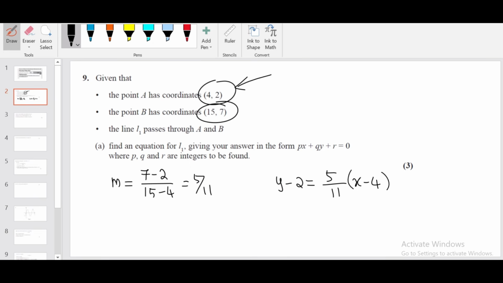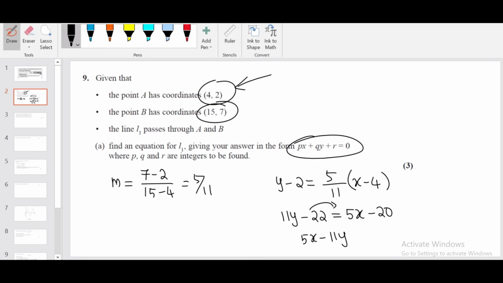You can use y is equal to mx plus c also, but they want the equation in this form where P, Q, R are integers. So multiply throughout by 11: 11y minus 22 is equal to 5x minus 20. Put everything on one side, you will get 5x minus 11y minus 20 plus 22 plus 2 is equal to 0. That's all. Let's move on to part B.